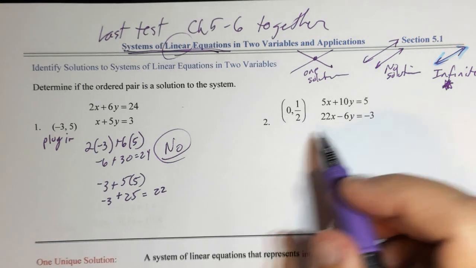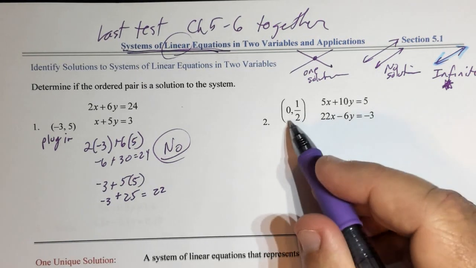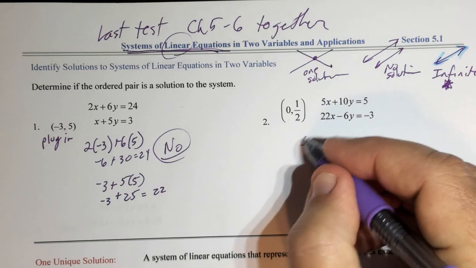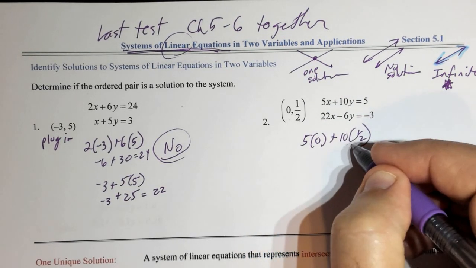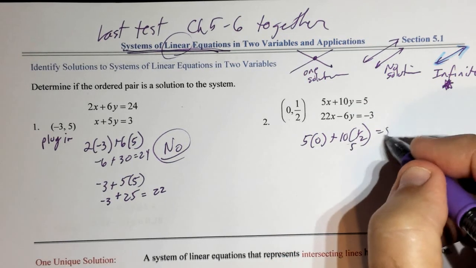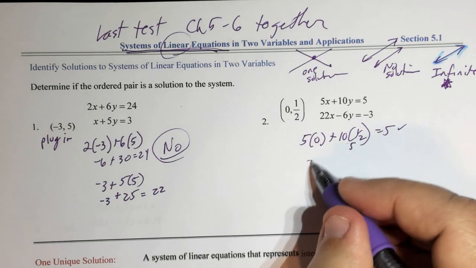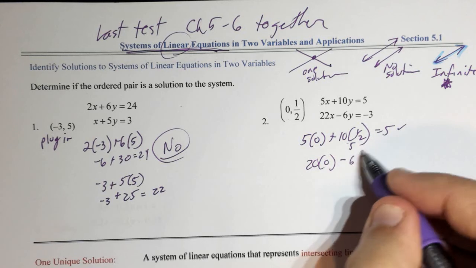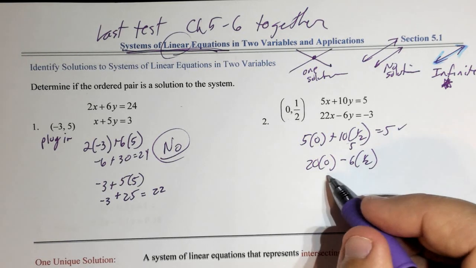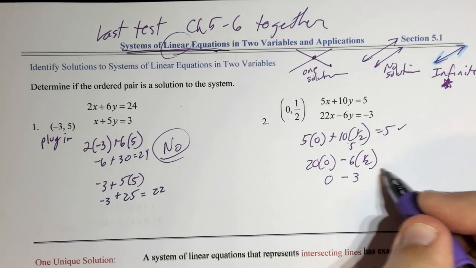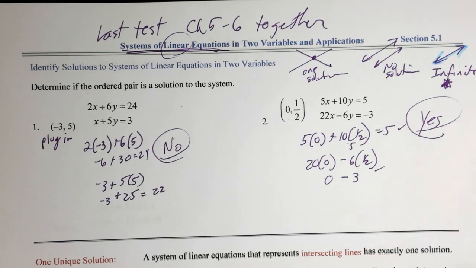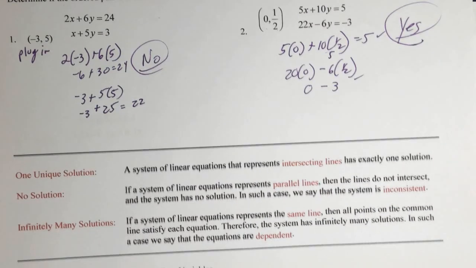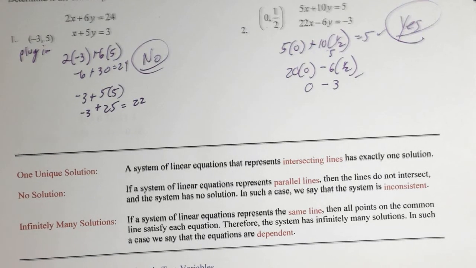So, let's try this one. Here's your 0, here's your x, and here's your y. So it's going to be 5 times 0 plus 10 times a half. Well, that's 5. Plus 0 is 5. Good. And now 20 times 0 minus 6 times a half. That's going to be 0 minus 3, which is good. Yep, so this is yes. Simple as that.